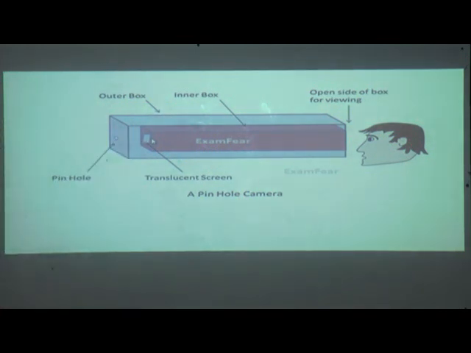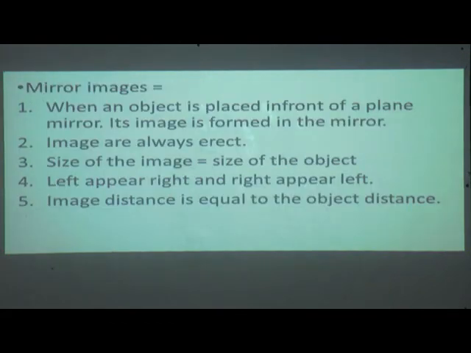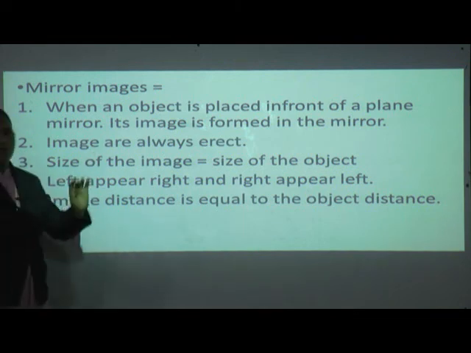Now students, we'll see the next point, mirror image, mirrors and reflections. So what is meant by mirror images? See here, when an object is placed in front of a plane mirror, its image is formed in the mirror. Images are always erect. The size of the image is equal to the size of the object.